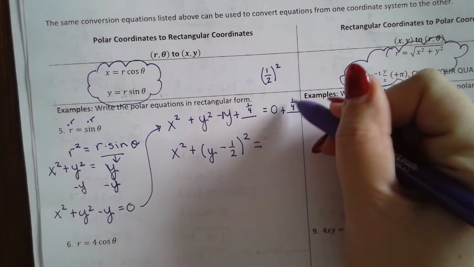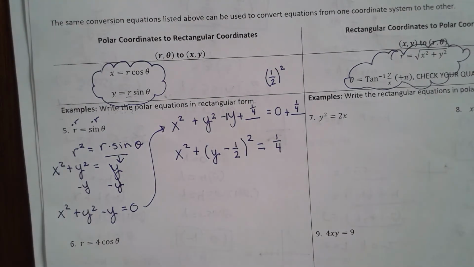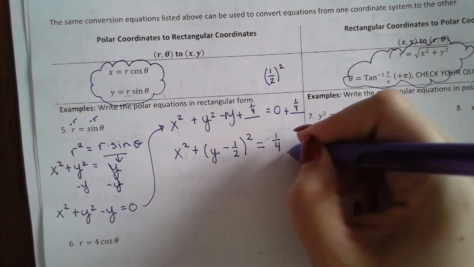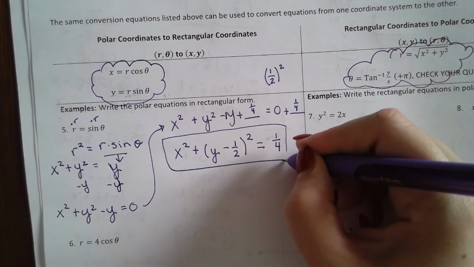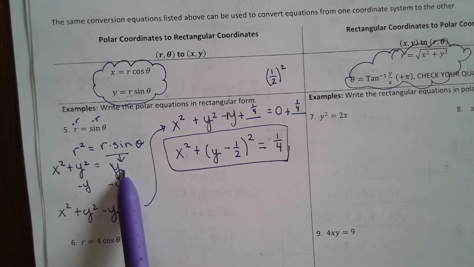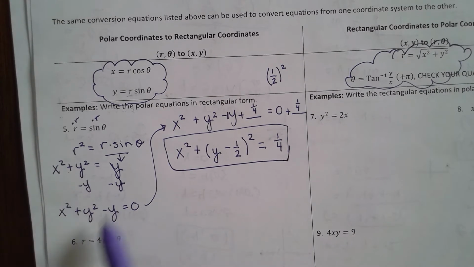Equals 0 plus 1/4, which is 1/4. And this is as far as we could take it. So in Math Excel, if it's multiple choice and you see this, click that. If you see this, click that. If you don't, you might have to go further and get to this step.